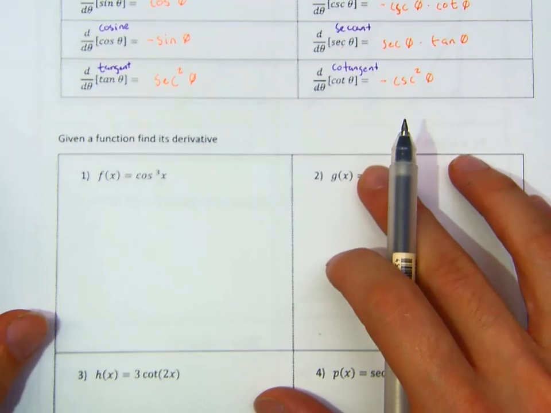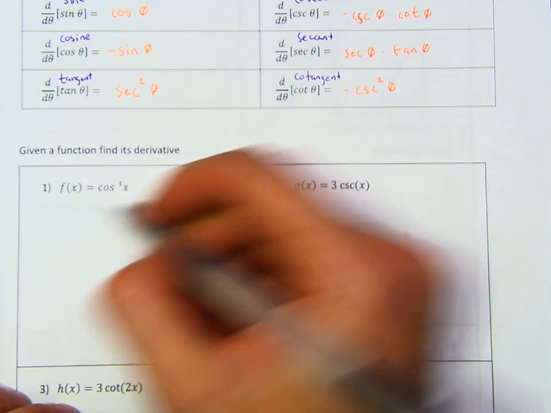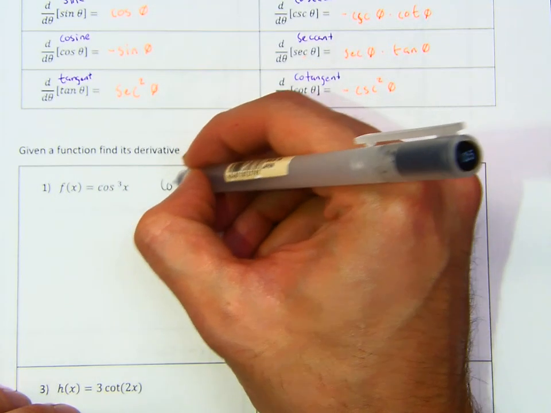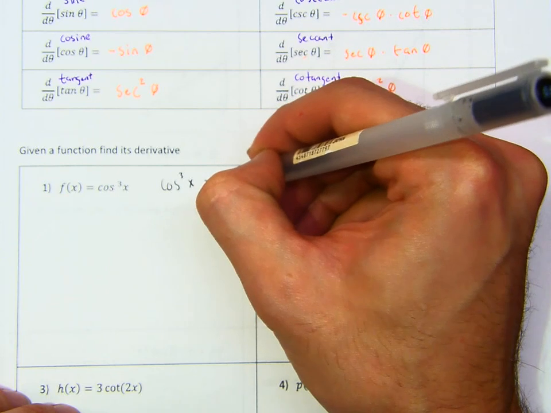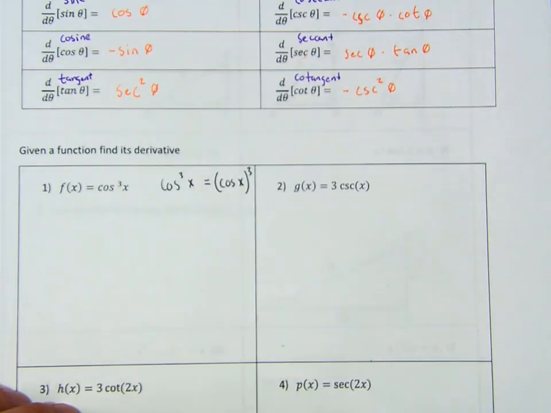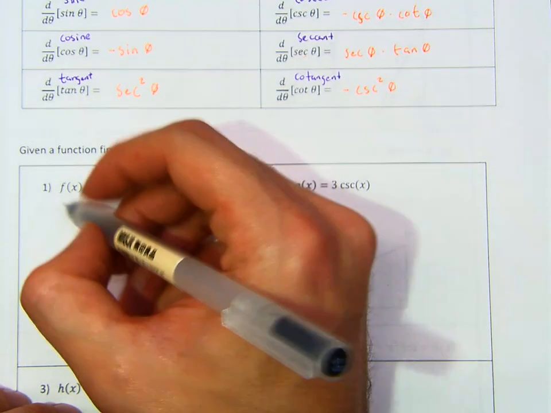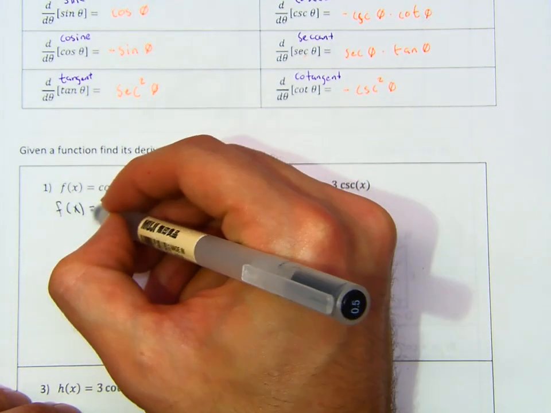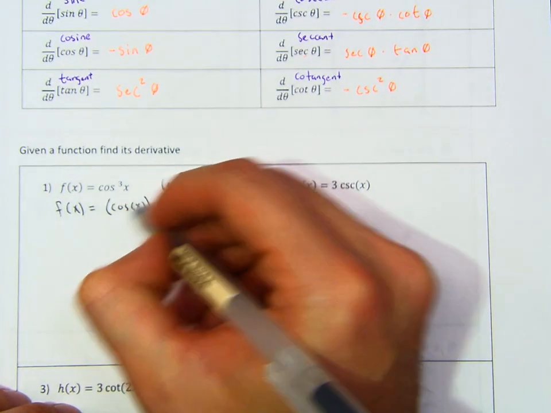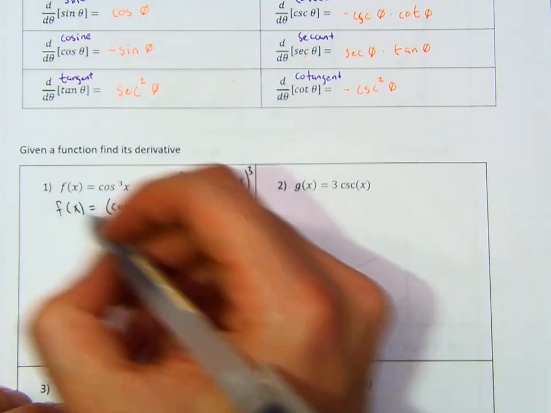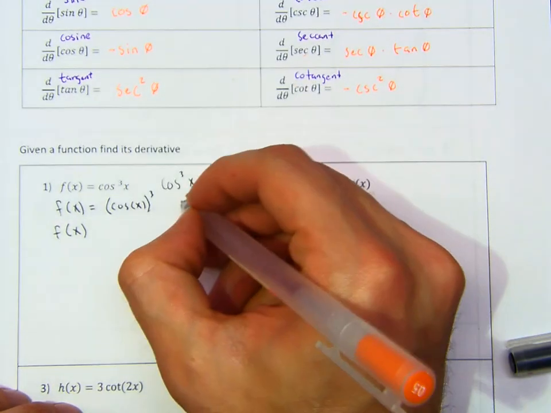So here, let's look at the first one. We have cosine cubed x, right? So first, notice that cosine cubed x is the same as cosine of x, the whole thing cubed, okay? And the reason we're going to want to set this up like this, so here we have f of x is equal to cosine of x, the whole thing cubed. The reason why we want to have it like this is because we will use the chain rule.